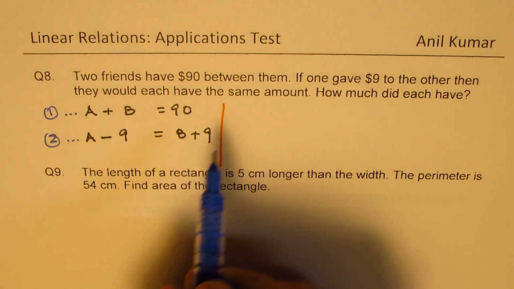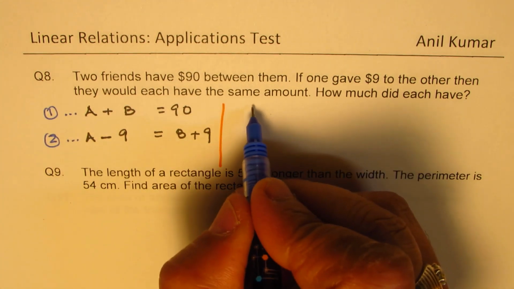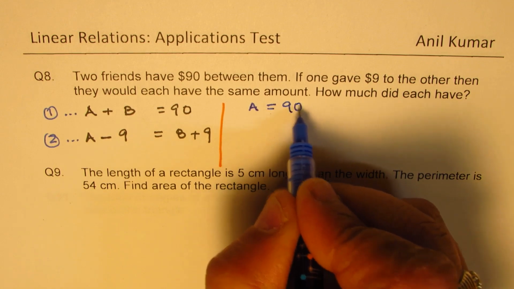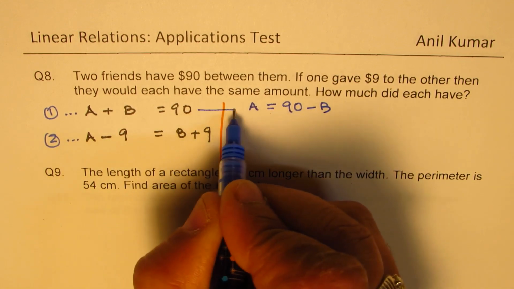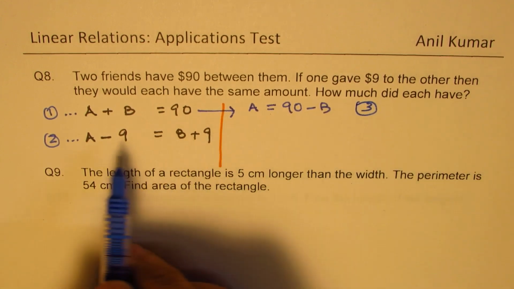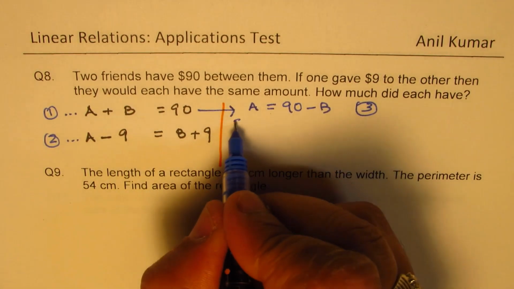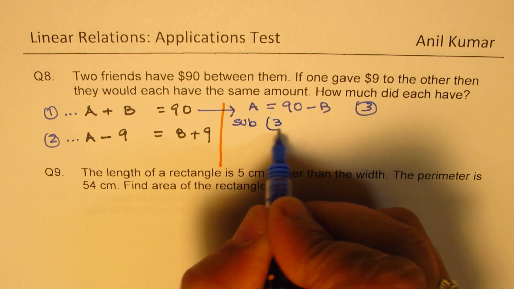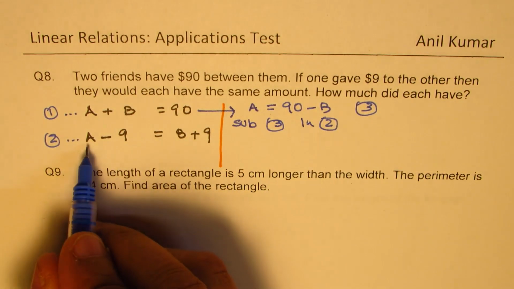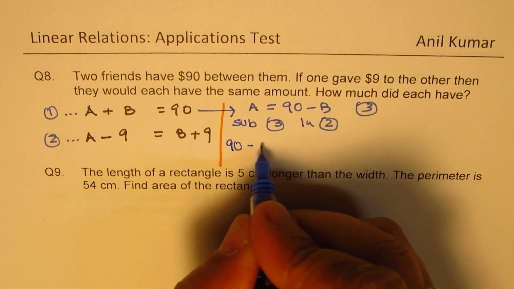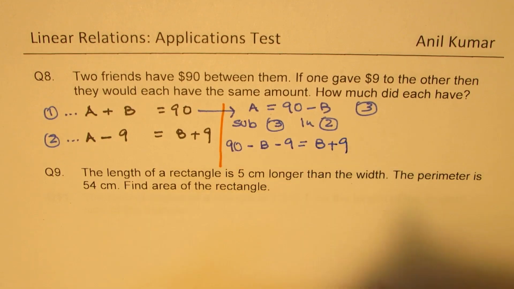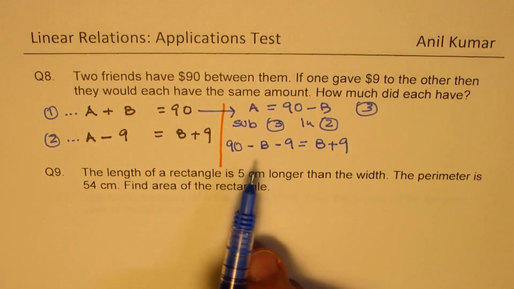Now, from one equation, when we say A, we could write A equals 90 minus B from the first equation, correct? And we'll call this our equation number 3. And then we'll substitute this in 2. So sub 3 in equation 2, correct? So A is 90 minus B, I'm writing here. I'm writing 90 minus B minus 9 equals B plus 9. Looks complicated, however, it's not that bad.